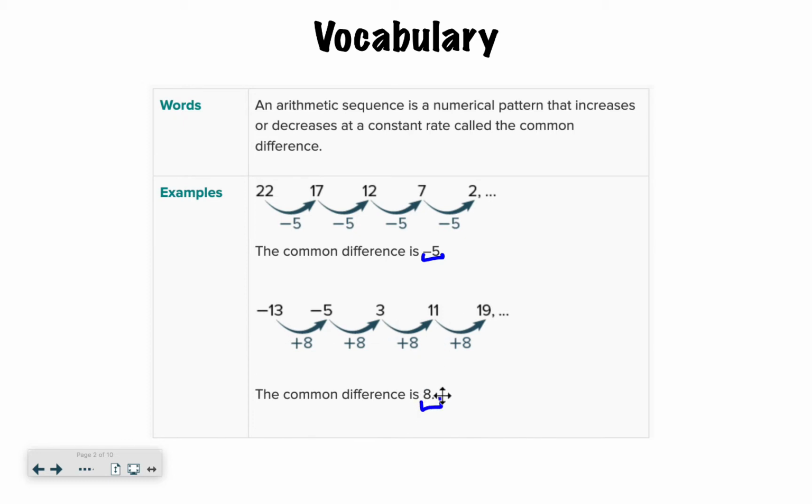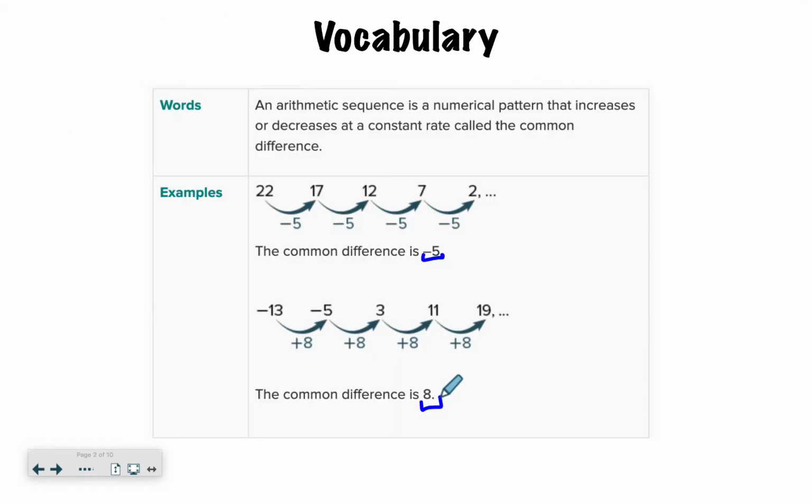So common difference is something that's really important that you remember, that vocab word, because if you don't know that, there are going to be parts of the video later on that you maybe get a little lost or confused on. So make sure that you jot down a note about what a common difference is.